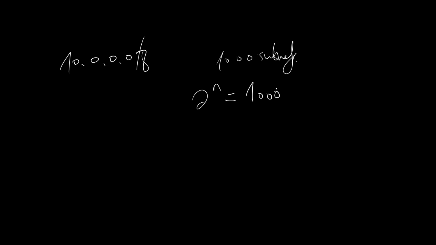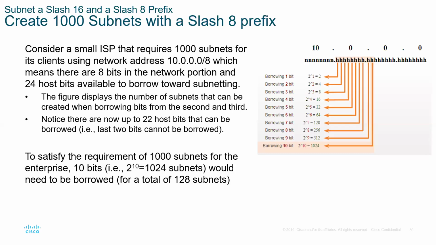Let me just copy the answer that is there. And let me see. I will need 24 bits. 256. Let me see. 24 host bits. How many bits will I need? 10 bits. 2 to the power of 10. Okay. 10 bits. Right. So I have 10.0.0.0/8. I want to create 1000 subnets.